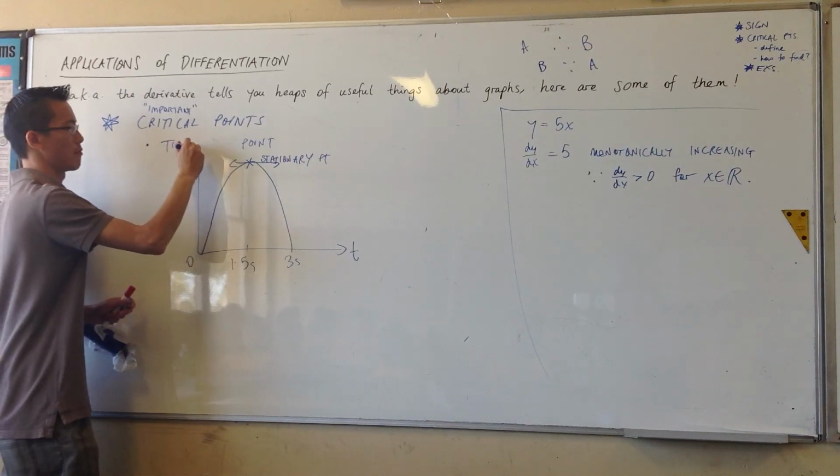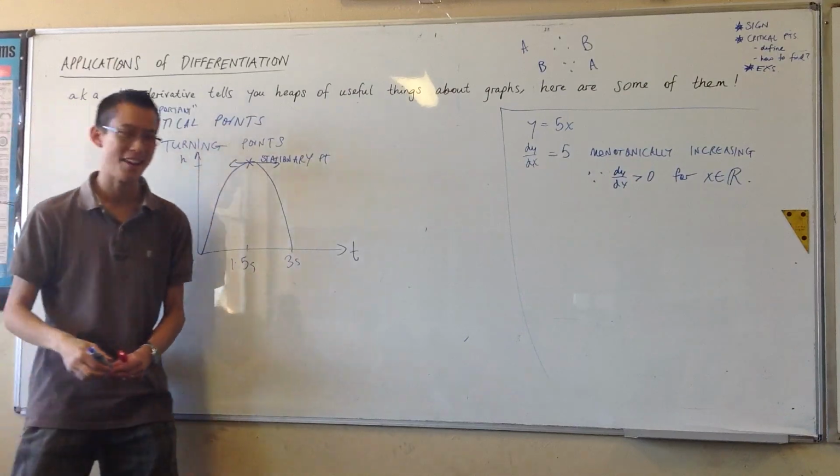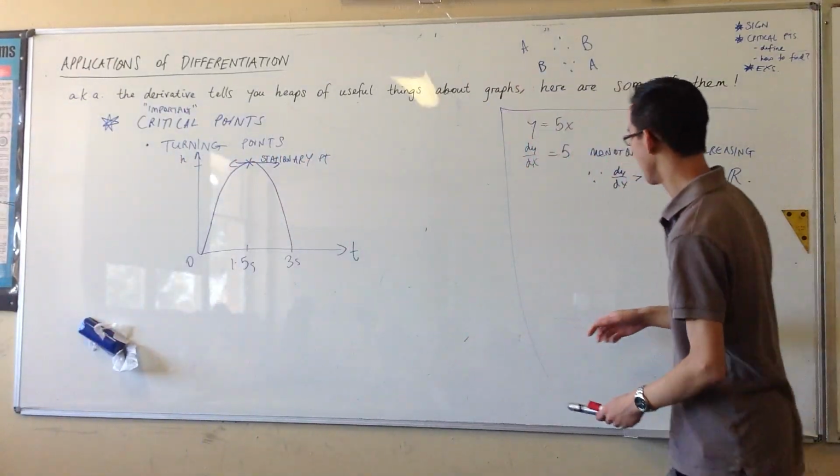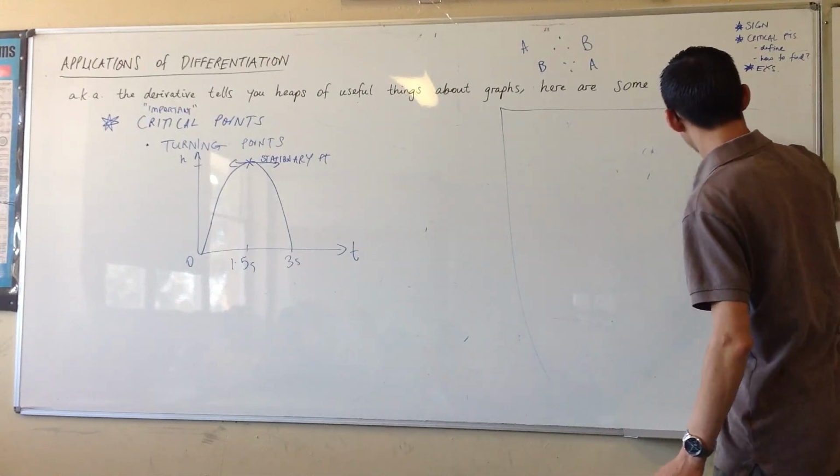Turning points. Okay, so if you want a Venn diagram for it, I can get rid of this now. It's not going to be one of those overlapping ones.